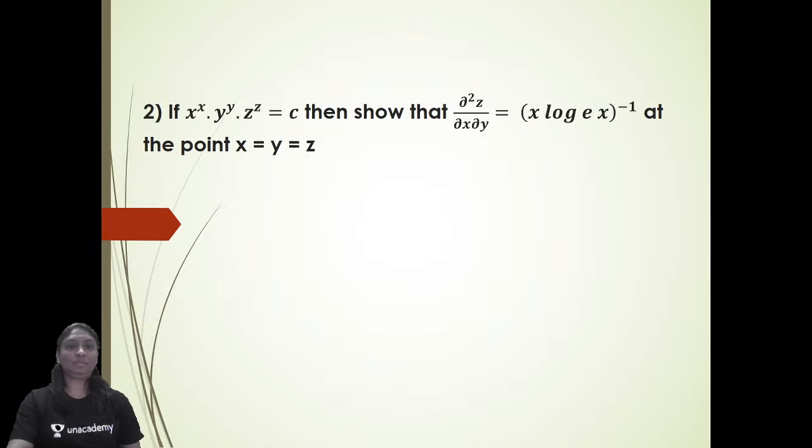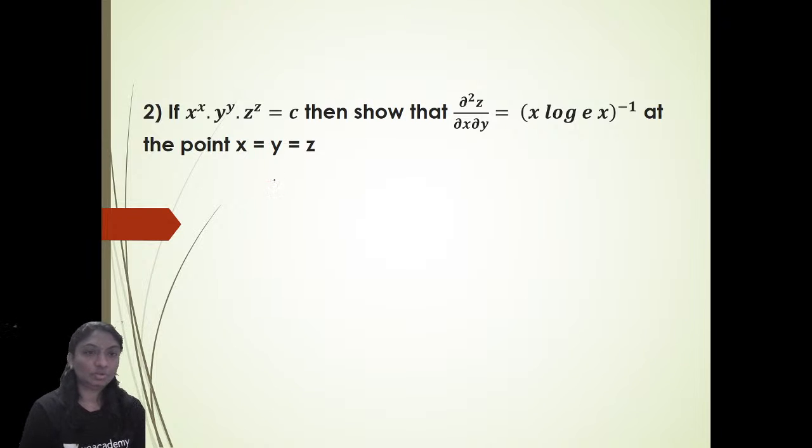Now this is a very interesting example. Show that if x raised to x, y raised to y, z raised to z is equal to c, then d square z upon dx dy is equal to minus (x log e)^(-1), that is, x log e raised to x inverse, at the point x, y, z. Okay, so whatever is given, x raised to x, y raised to y, z raised to z is equal to c.